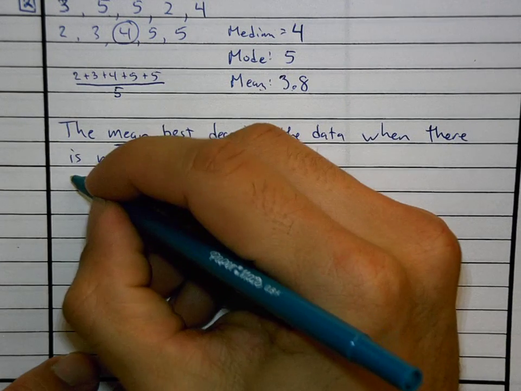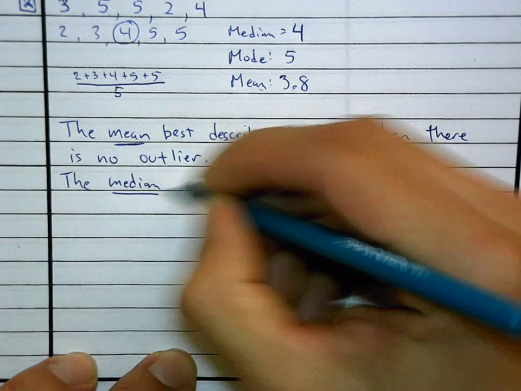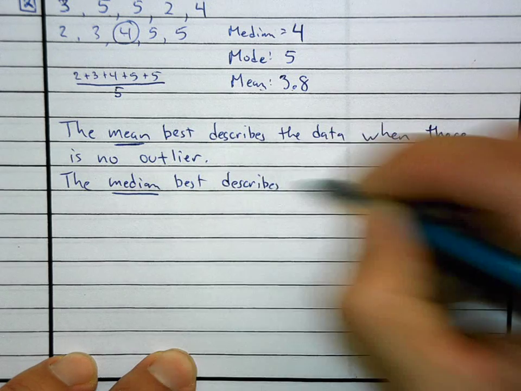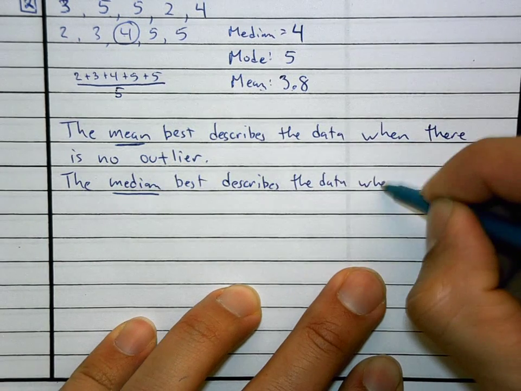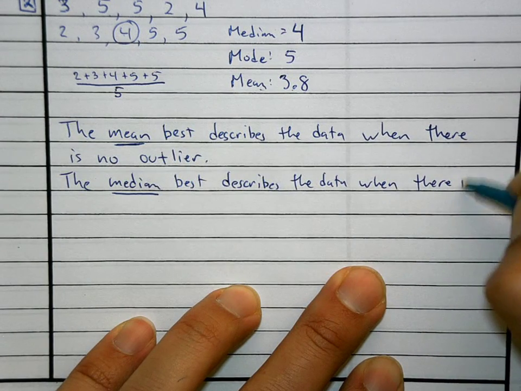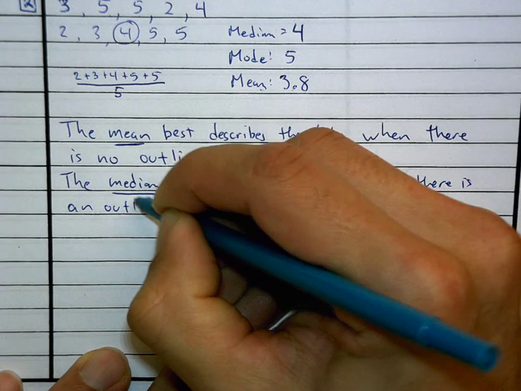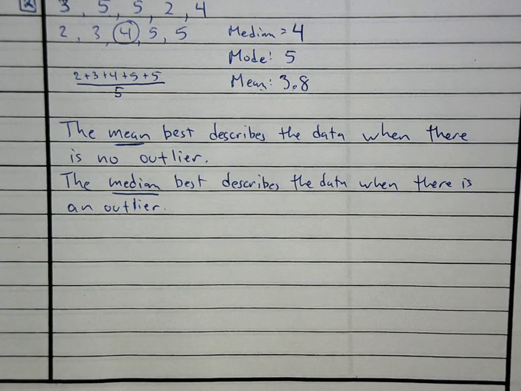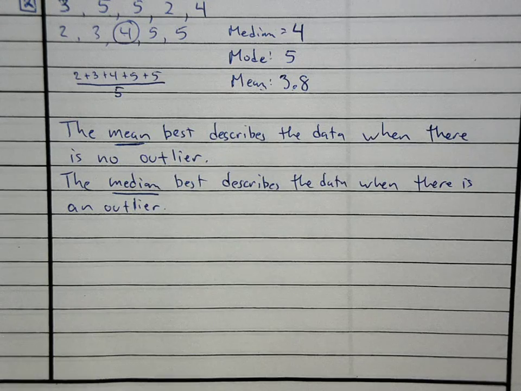If there is an outlier, the median best describes the data when there is an outlier. The mean best describes the data when there is no outlier. The median best describes the data when there is an outlier. And I want to write down why.